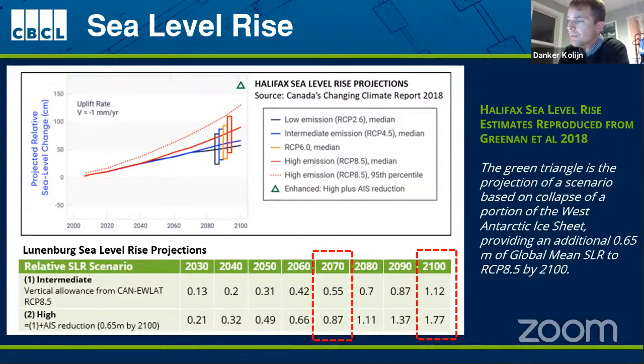There are extreme scenarios where potentially the Antarctic ice sheet would collapse that can have even greater effects on sea level rise. But for now, I think it's safe to say that within the next 50 years, we can anticipate that half meter sea level rise scenario. And by the year 2100, over a meter of sea level rise. So these are very significant numbers and have implications on all the coastal infrastructure.